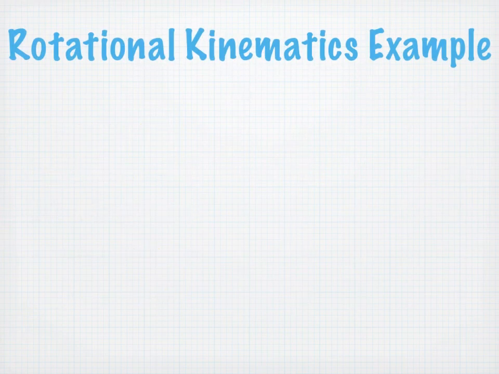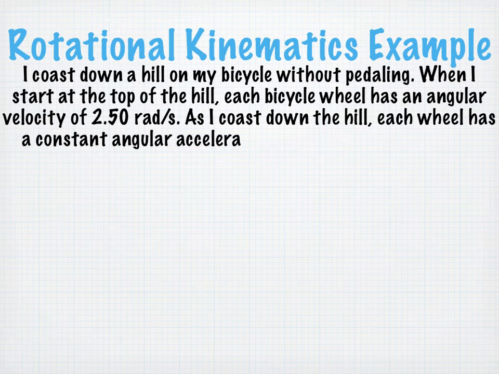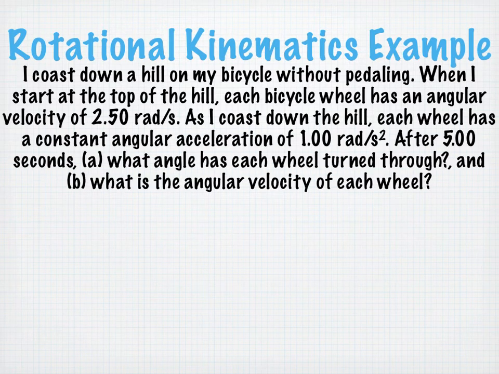Let's look at an example problem. I coast down a hill on my bicycle without pedaling. When I start at the top of the hill, each bicycle wheel has an angular velocity of 2.5 radians per second. As I coast down the hill, each wheel has a constant angular acceleration of 1 radian per second squared. After 5 seconds, what angle has each wheel turned through, and what is the angular velocity of each wheel?